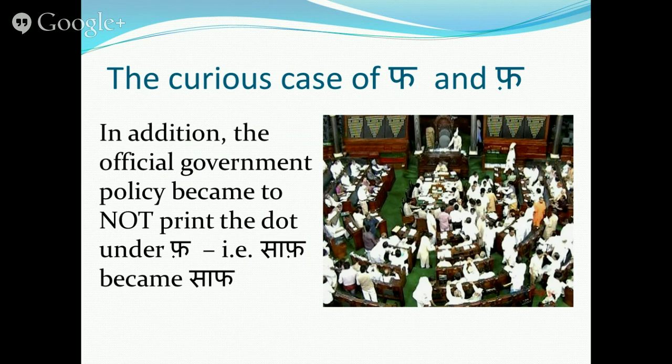We don't need to distinguish between Persian letters and Indian letters. We're not going to do that. And so now, in most cases, you will see saf written actually as sap, however pronounced as saf.